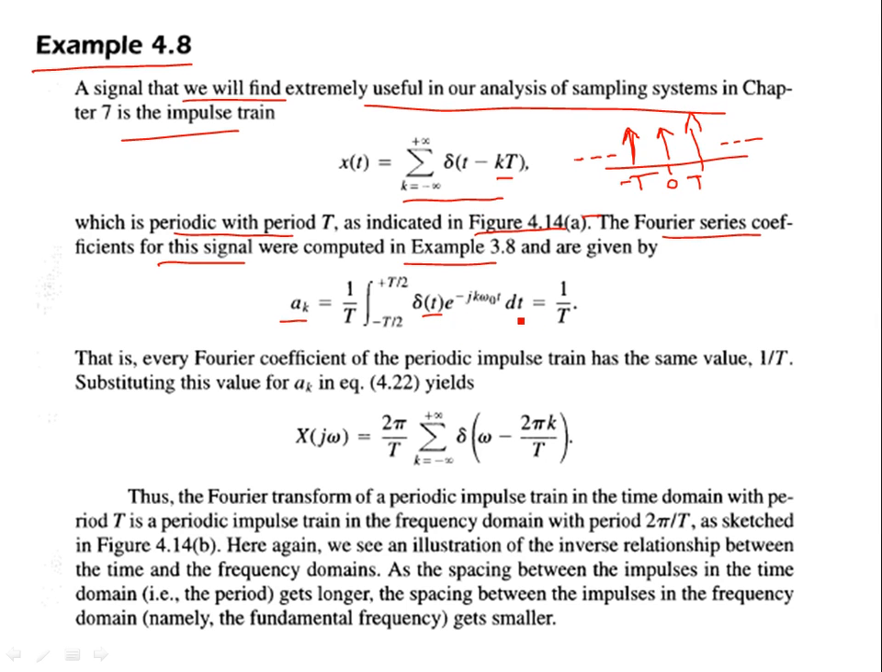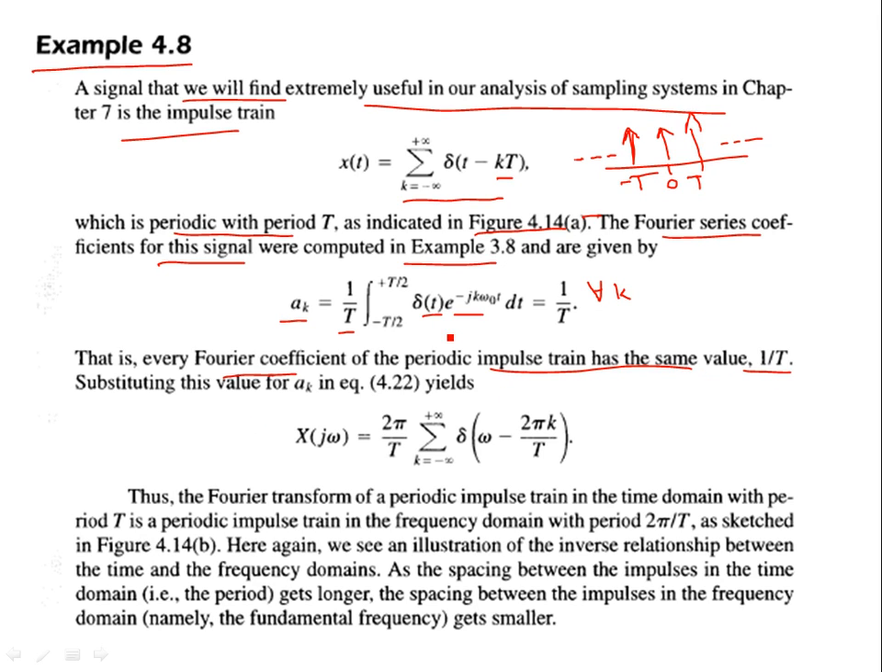So we have delta t over here. And since this exists at t equal to 0, this becomes 1, and delta t dt is 1, so you're just left with 1 over T. And this is the situation for all k. So all Fourier coefficients have the same value or strength, that is 1 over T. So every Fourier coefficient of the periodic impulse train has the same value, 1 over T.